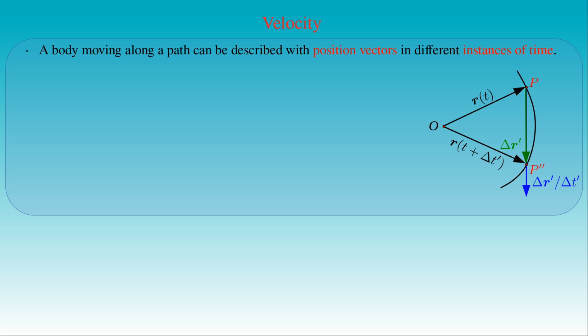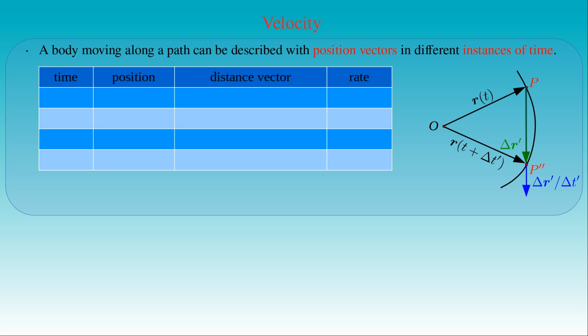We can also write the different quantities related to the motion in a table. For given instances of time, the position of the point mass will be written in the table together with the distance vectors and the rate of change in space, that is the ratio of the difference in the position vectors to the difference in time. For the time t plus delta t prime, we have the position vector r(t plus delta t prime). And the distance vector delta r prime is just the difference of the positions r(t plus delta t prime) and r(t). And their ratio is delta r prime divided by delta t prime.